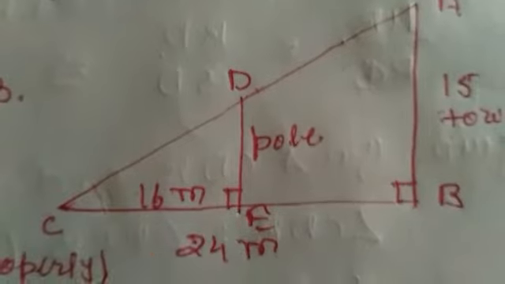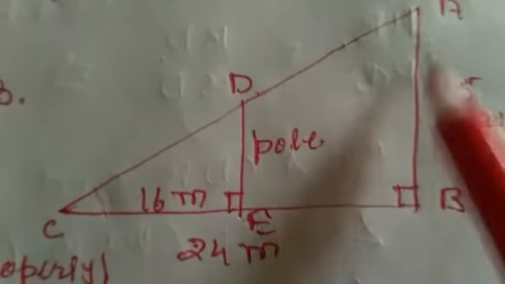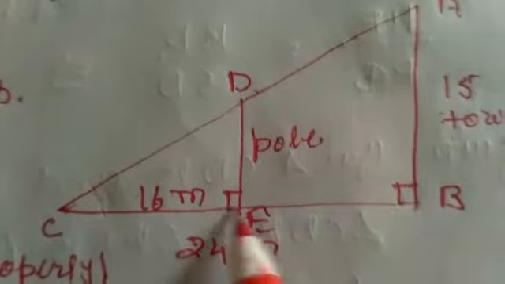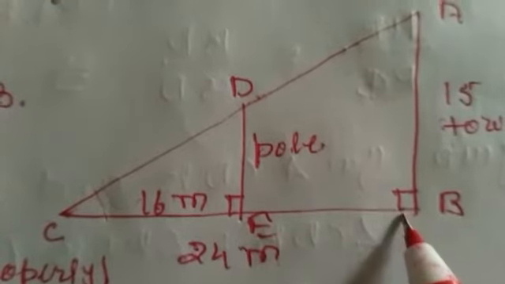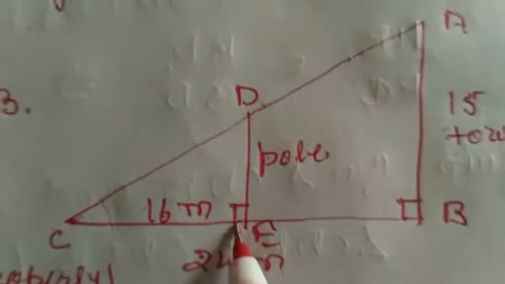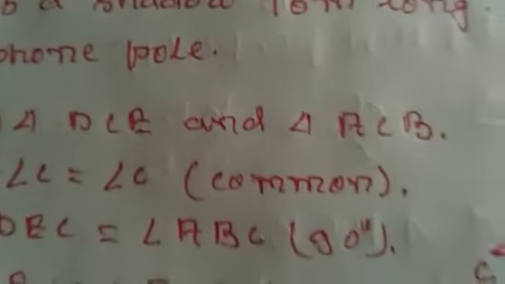Same angle C is common, and since this is a tower AB and this is a pole which is vertical on the ground, these two angles are taken as 90 degrees. That is perpendicular, because they are poles which are vertical on the ground. So let's see the solution.